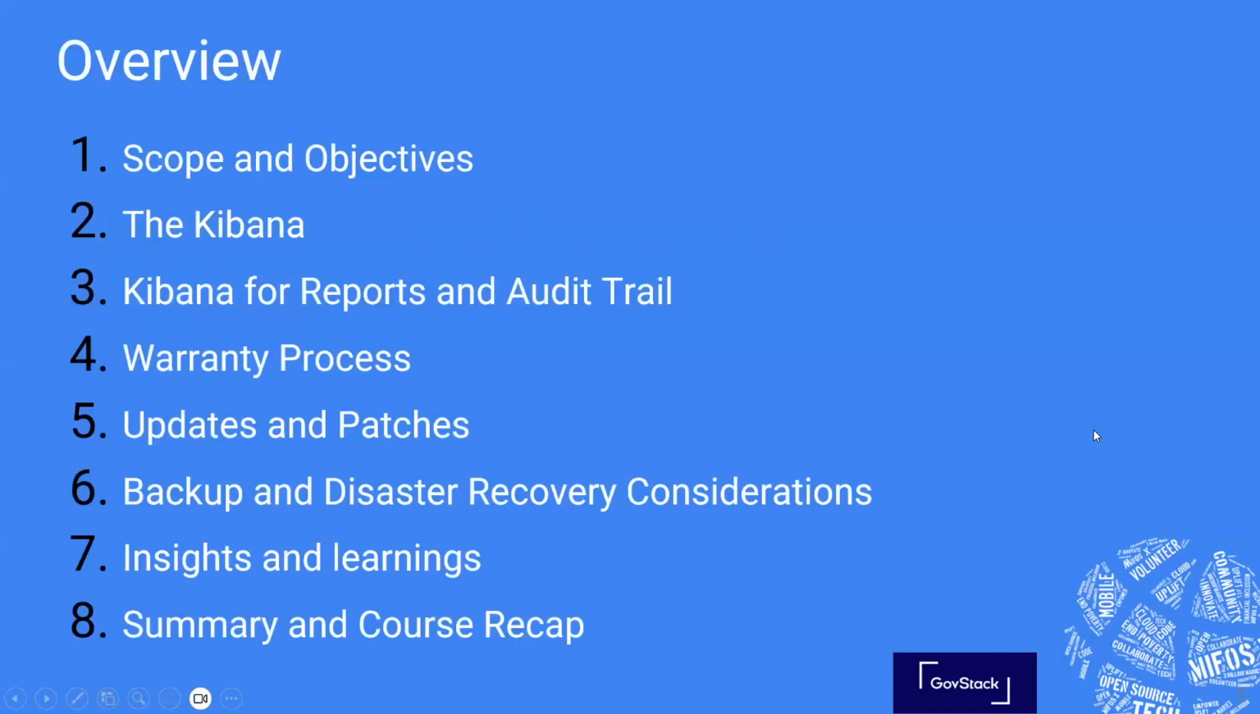So the topics that we are going to be covering, we'll be talking about scope and objectives shortly. We'll then look into a bit of the Kibana dashboard that is there. Then we'll also talk about why we use Kibana and show you some samples of the reports and how the audit trail could be viewed from Kibana. We're also going to talk about the warranty process, how the updates and patches are pushed to Payment Hub, what could be the considerations for backup and disaster recovery, then some of the insights and learnings from the overall implementation process that we've gone through. And finally, we are going to close it with a summary and a course recap of the sessions that we've done so far.